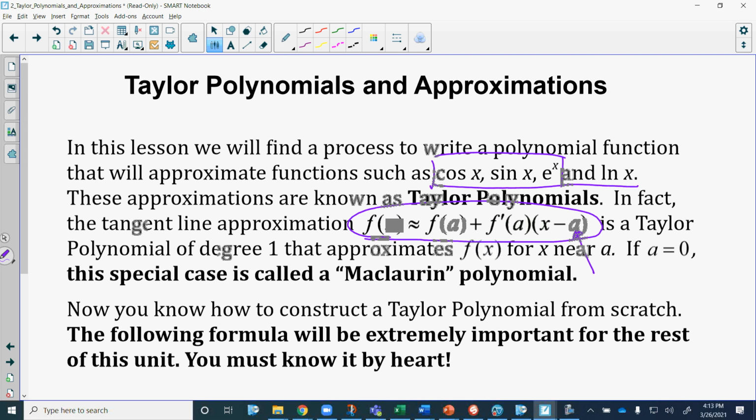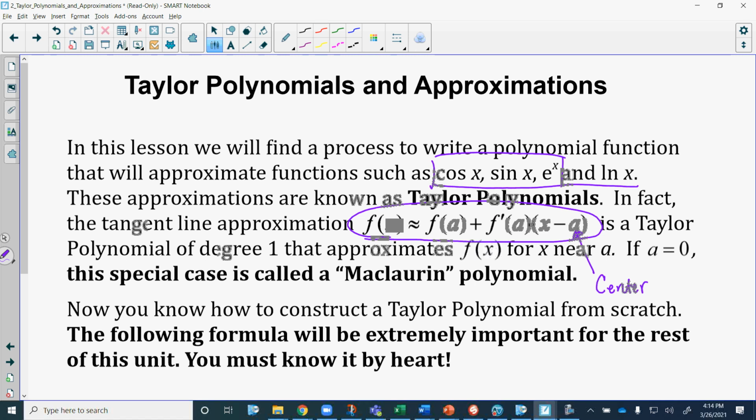Now, our material seems to use c more than it does a, but in other materials, whether it says c or a, it's referring to the same thing. This is what we would refer to as the center of the polynomial, meaning that's the value that we're focusing in on to approximate another function with. If the center of the polynomial is 0, we would look at that as what's known as a Maclaurin polynomial.